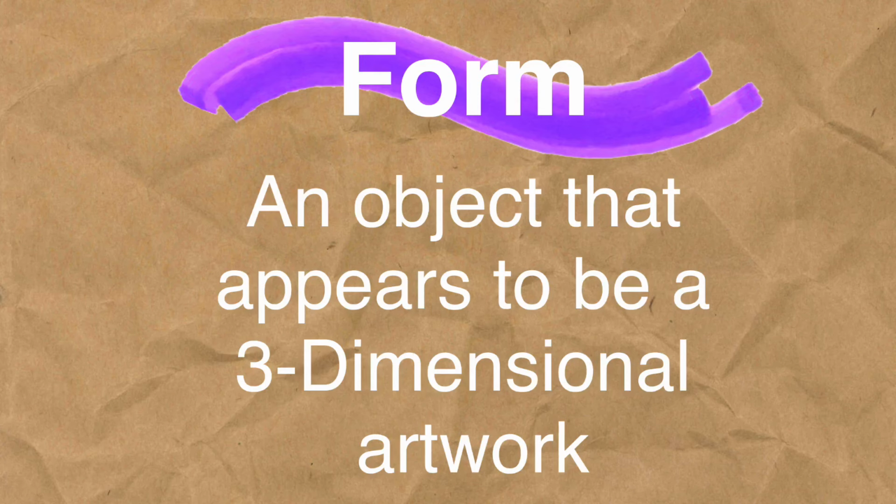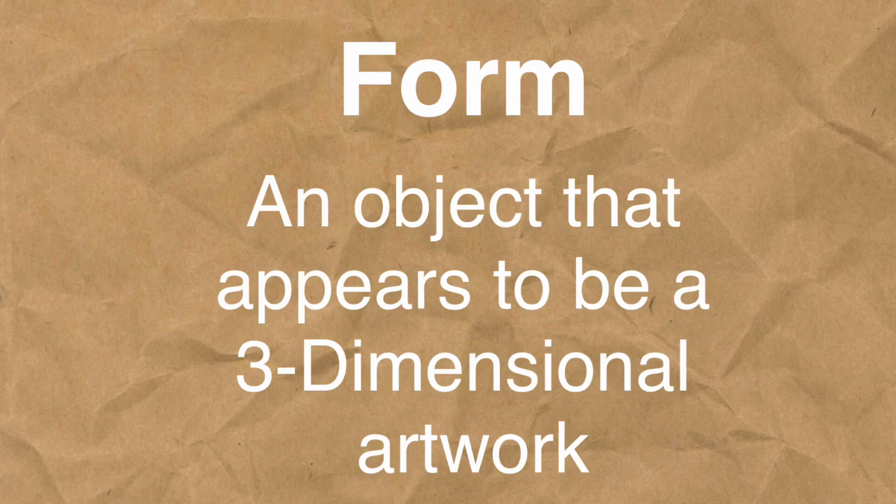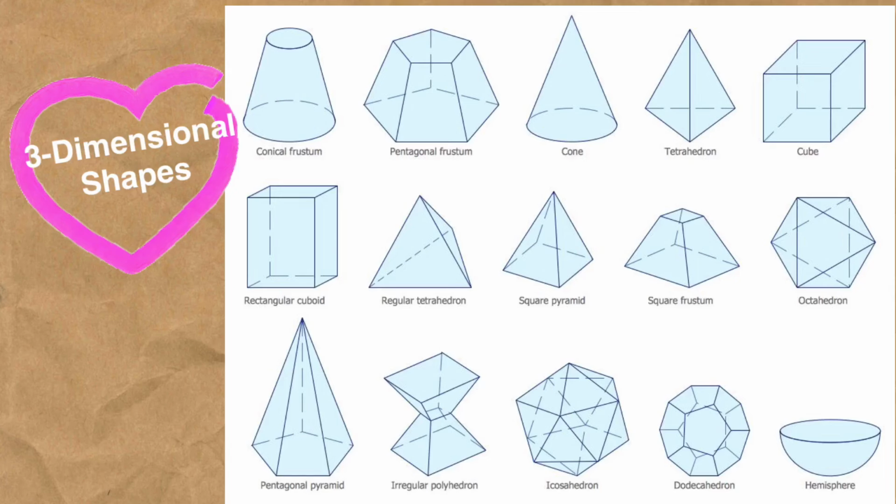Form, an object that appears to be a three-dimensional artwork. These are the three-dimensional shapes: the conical frustum, pentagonal frustum, cone, tetrahedron, cube, rectangular cuboid, regular tetrahedron, square pyramid, square frustum, octahedron, pentagonal pyramid, irregular polyhedron, icosahedron, dodecahedron, and hemisphere.